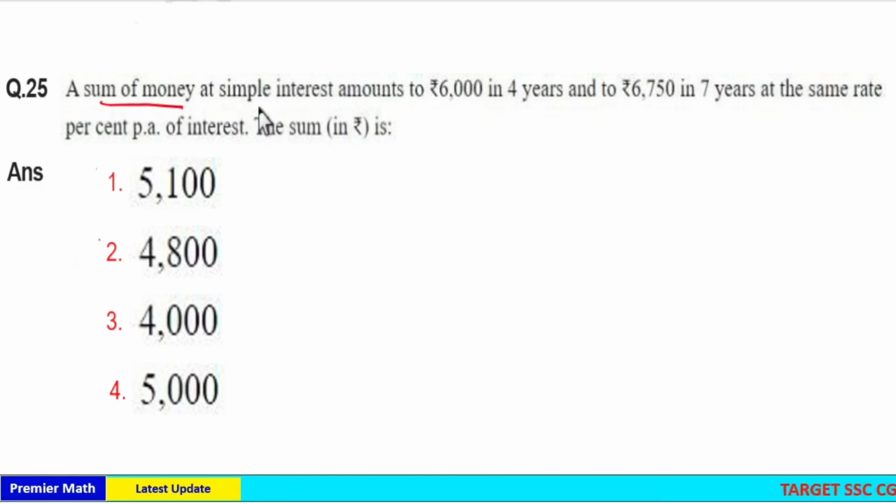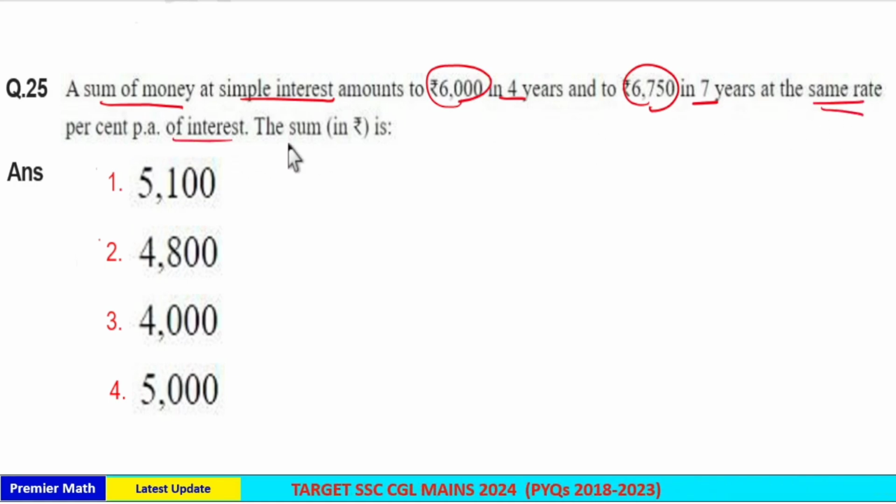A sum of money at simple interest amounts to rupees 6,000 in 4 years and to rupees 6,750 in 7 years at the same rate percentage per annum interest. The sum is. Here sum is not given and interest rate is not given. But amount in 4 years is 6,000 and amount in 7 years is 6,750.